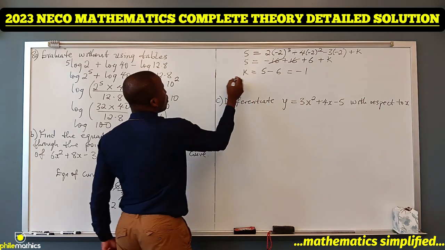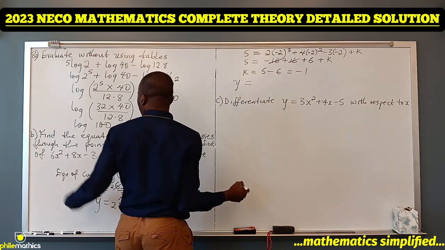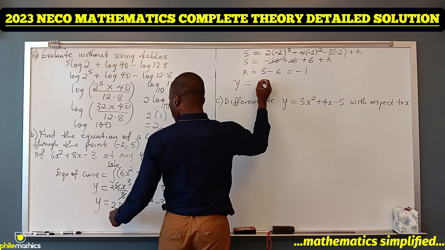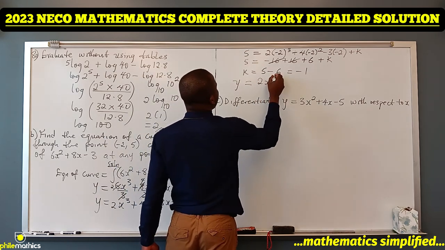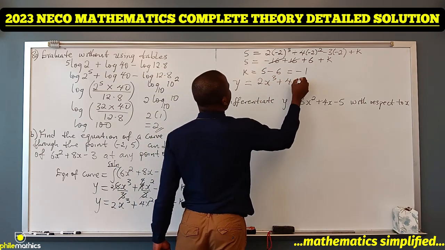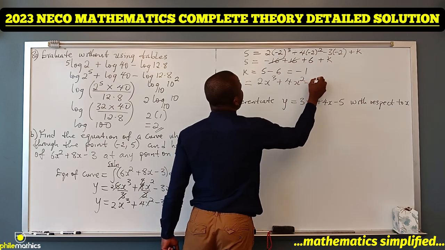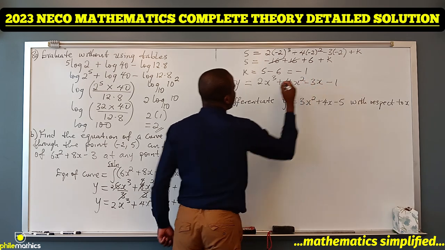Therefore, the equation we are looking for, the equation of the curve, will be y equals 2x cubed plus 4x squared minus 3x minus 1. This is the equation we are looking for.